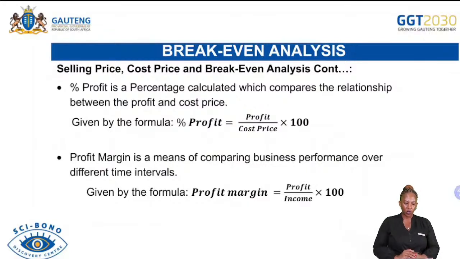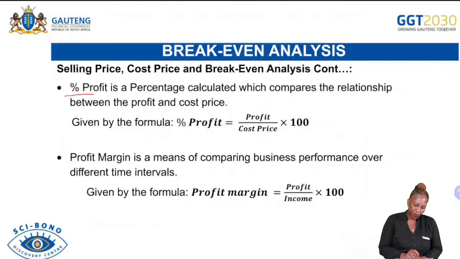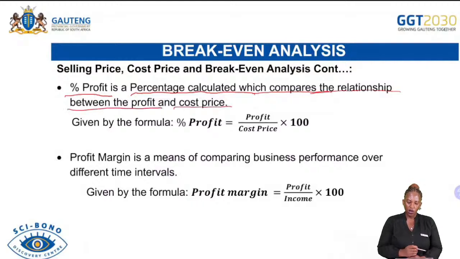Now, boys and girls, let's continue. Selling price, cost price, and break even. Now we have what you call percentage profit. What is this percentage profit? A profit percentage is a percentage calculated which compares the relationship between the profit and the cost price.